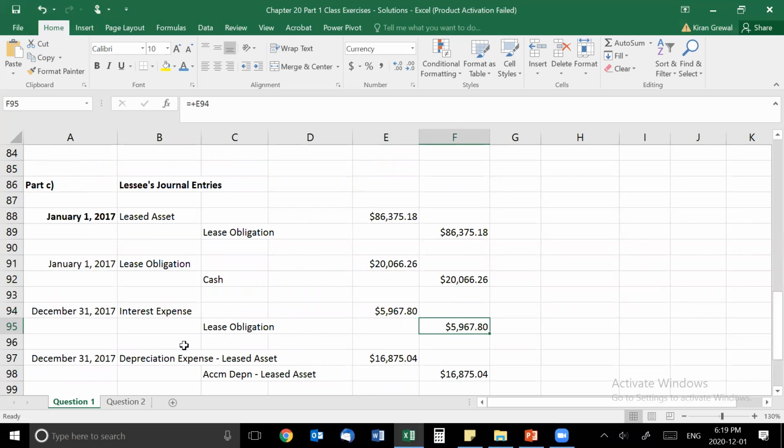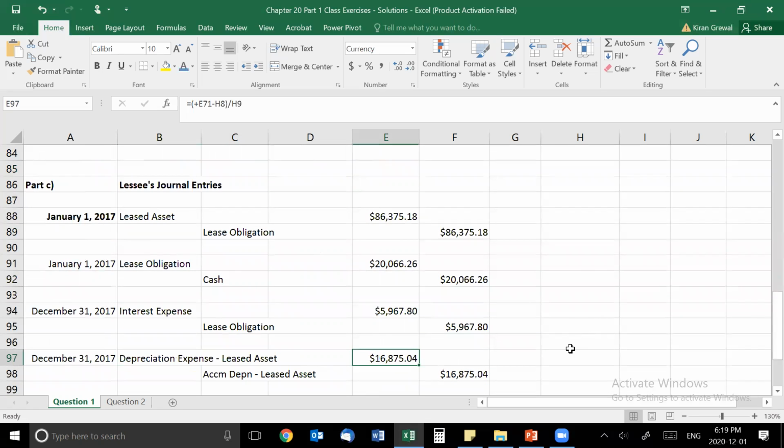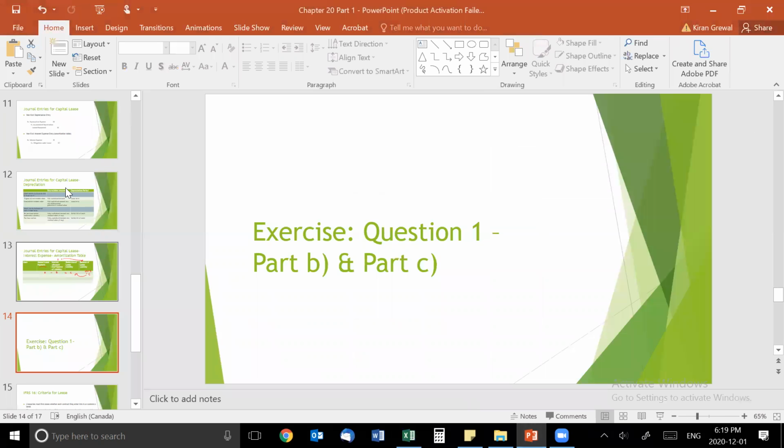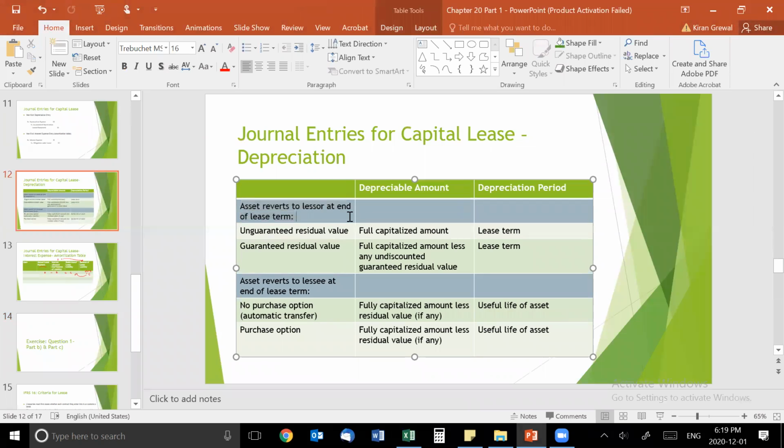Okay. Last one is your depreciation entry in 2017, at the end of 2017. So here, to do the depreciation entry, we have to figure out, is the asset going back to the lessor or staying with the lessee. Okay, so you start off with your asset of 86,000. The asset is going back to the lessor at the end of the lease term. So let's go back to our chart. Okay, so it is going back to the lessor at the end of the lease term.